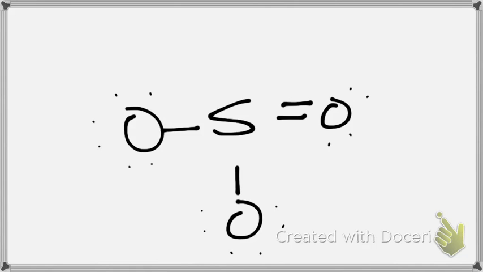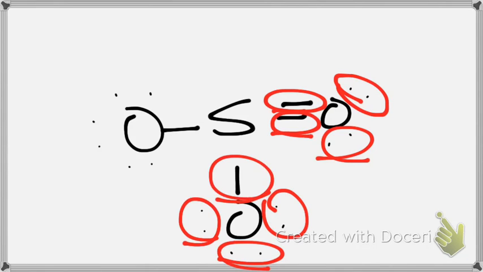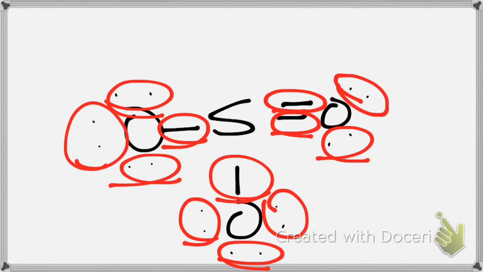Now let's count this again. If we need to add more double bonds, we will. But let's check this. We have 2, 4, 6, 8, 10, 12, 14, 16, 18, 20, 22, and 24. So that matches the 24 that we should have had. So this is going to tell us that this is a structure for SO3.